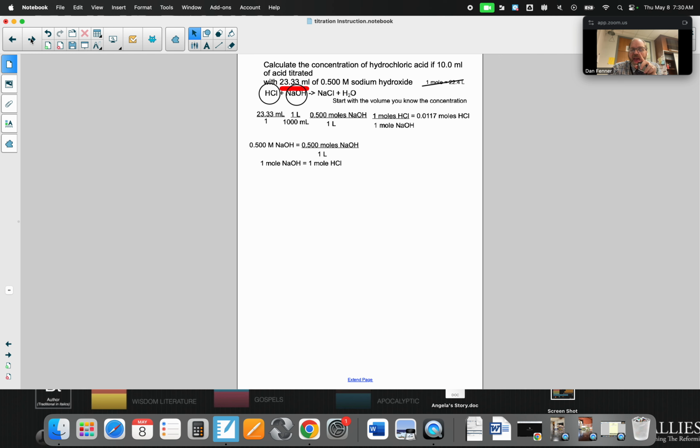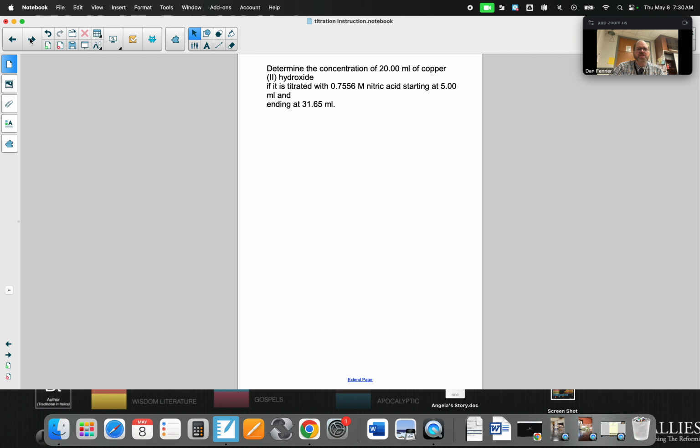Now that's only half of the problem because I want concentration. Remember, concentration is molarity. So I'm going to have to convert this to liters. 1 liter is 1,000 milliliters. Plug that underneath there. We divide it through. We get 1.17 molar HCl. All right, let's try another one.